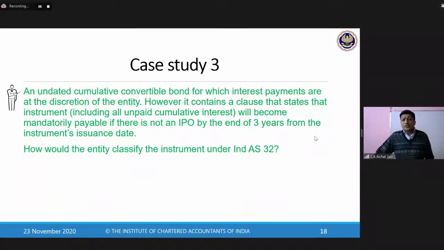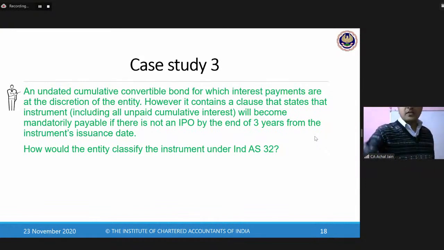How would this instrument be classified under Ind AS 32? All of you, can you please answer this quickly? What will you call it? This instrument will become equity or a liability?